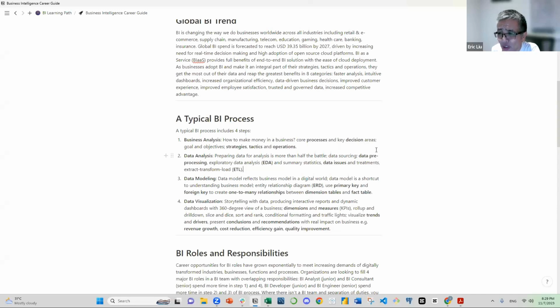So it's about sourcing data. And when you get data, data is raw and very messy, very dirty, and it's full of issues. So it involves data pre-processing. And after that, you will need to do some exploratory data analysis. Some of you know the term EDA, but it's more about generating the summary statistics: the average, the minimum, the maximum, the outliers. So you see the quality of the data.